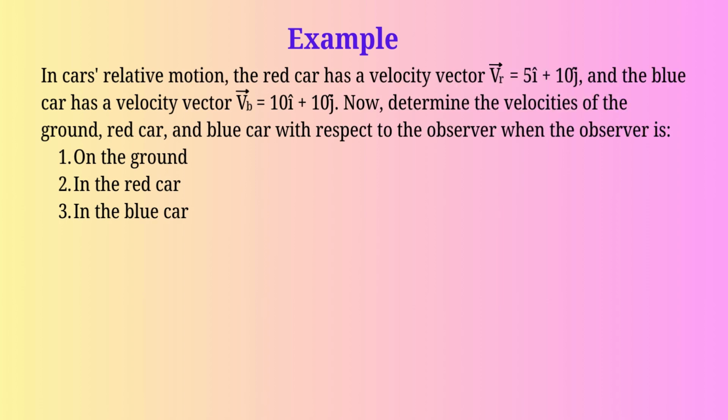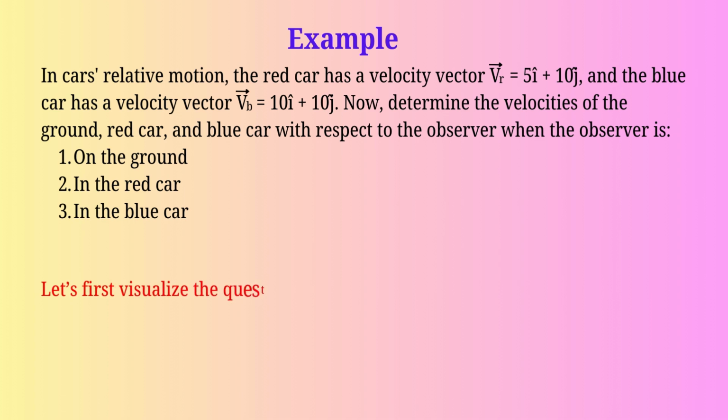Let's take an example. In cars' relative motion, the red car has a velocity vector Vr equal to 5i cap plus 10j cap, and the blue car has a velocity vector Vb equal to 10i cap plus 10j cap. Now, determine the velocities of the ground, red car, and blue car with respect to the observer when the observer is on the ground, in the red car, in the blue car.